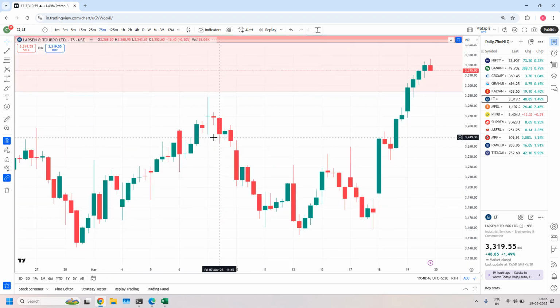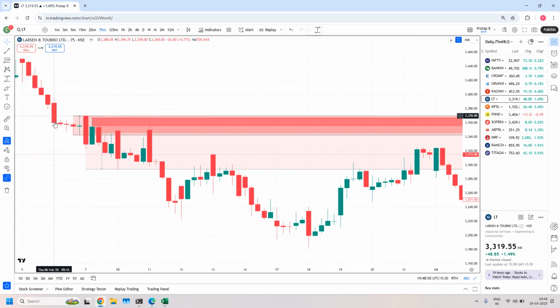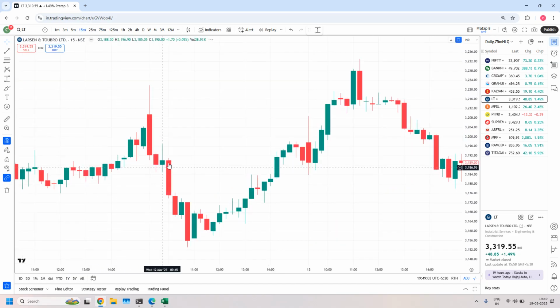This one fine-tuned with a 15-minute zone. We have a drop, you have 1, 2, 3, 4 base candles and a drop candle. I will not consider this as the lower time frame horizon because this candle is part of the zone itself. Okay, next 15 minutes.